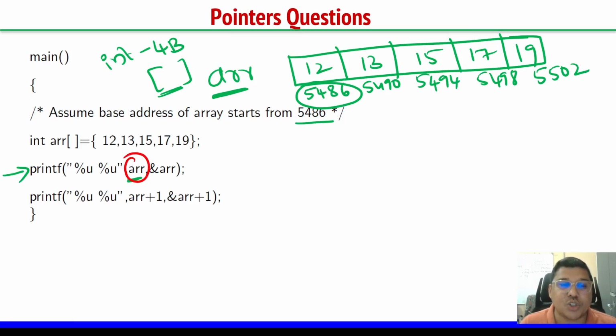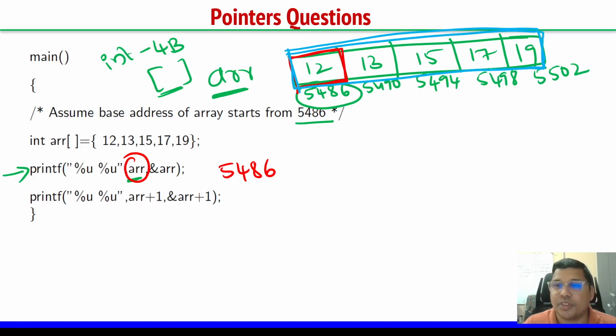Here ARR refers to address of this block, this red color box. ARR refers to address of this red color box. So, it will give me 5486. What is ampersand ARR? Ampersand ARR means it will give you the address of this box, the starting address of this entire blue box. What is the starting address of the entire blue box? Again it is 5486. I hope you got the point.